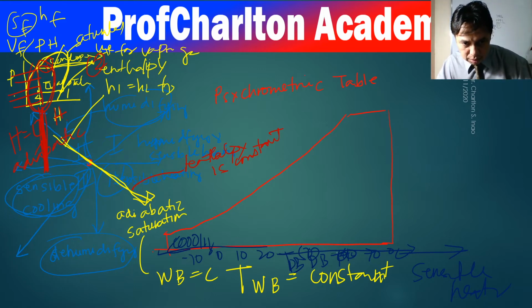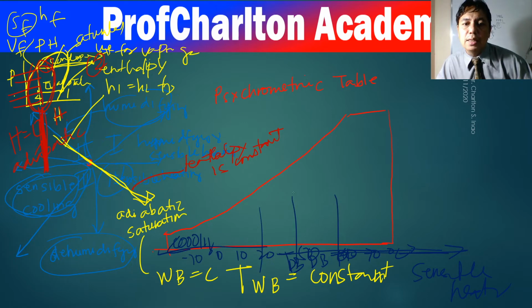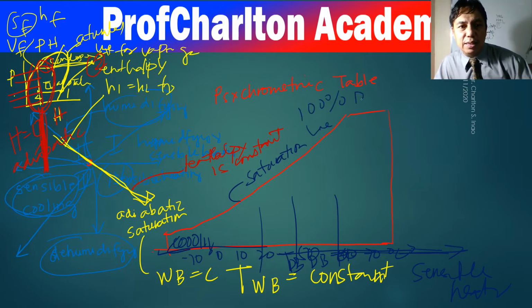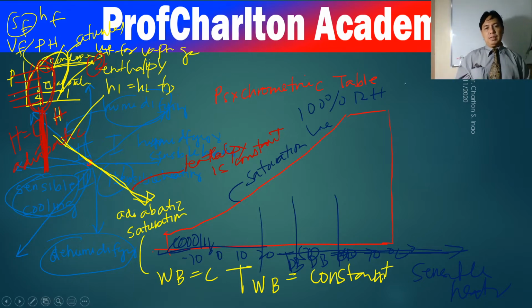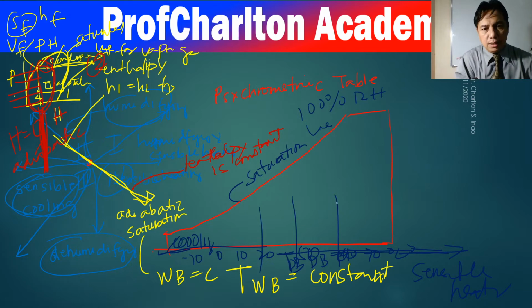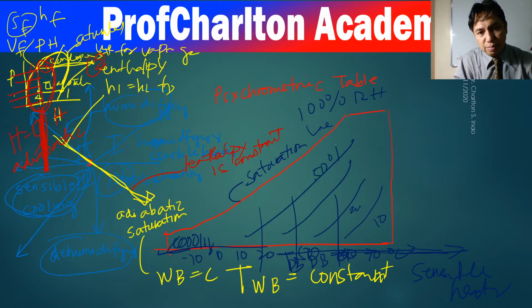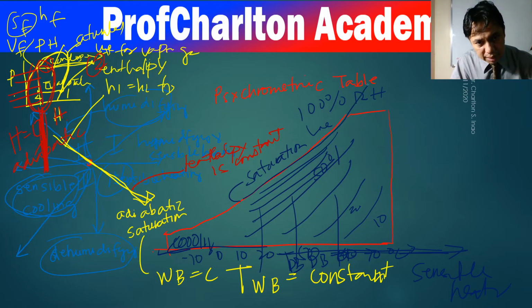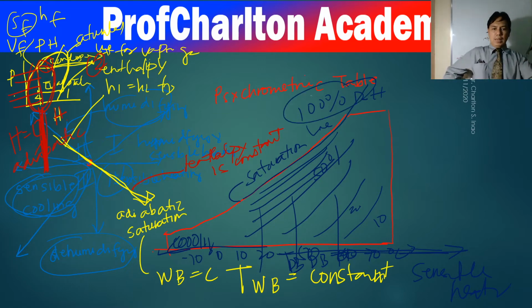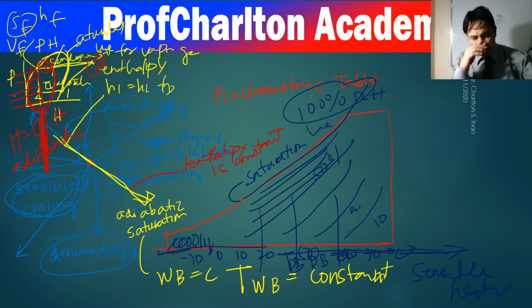The motion is horizontal, but you have to read it in a vertical manner. Now here is the saturation line, which is 100% relative humidity. The curve is the relative humidity, for example 10, 30, 40, 50, then 60, 70, 80, 90, and 100% relative humidity. Okay? Now, the other is the wet bulb.